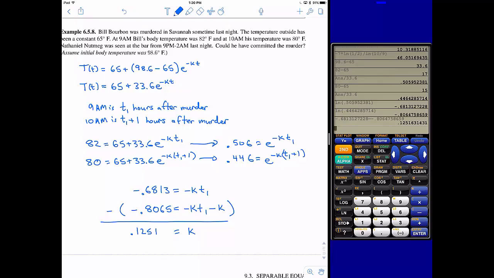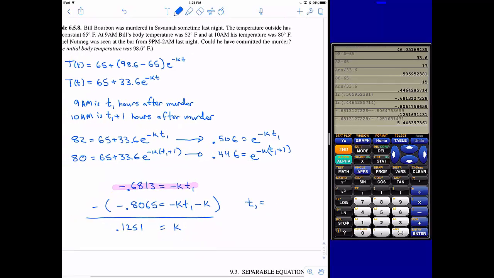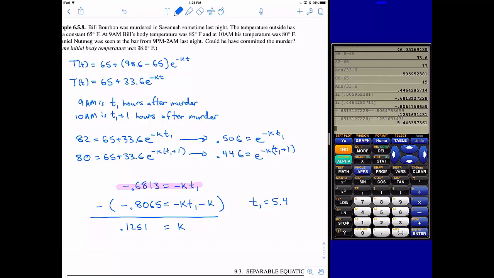Okay, let's go back up to that first equation. That first equation makes it pretty easy to solve for T1. So all I need to do is take that negative 0.6813 and divide by negative k, and that should give me T1. So let's take that and divide by our negative 0.1251. And so we get T1 is 5.44 and change. So 9 a.m. is 5.44 hours after the murder.